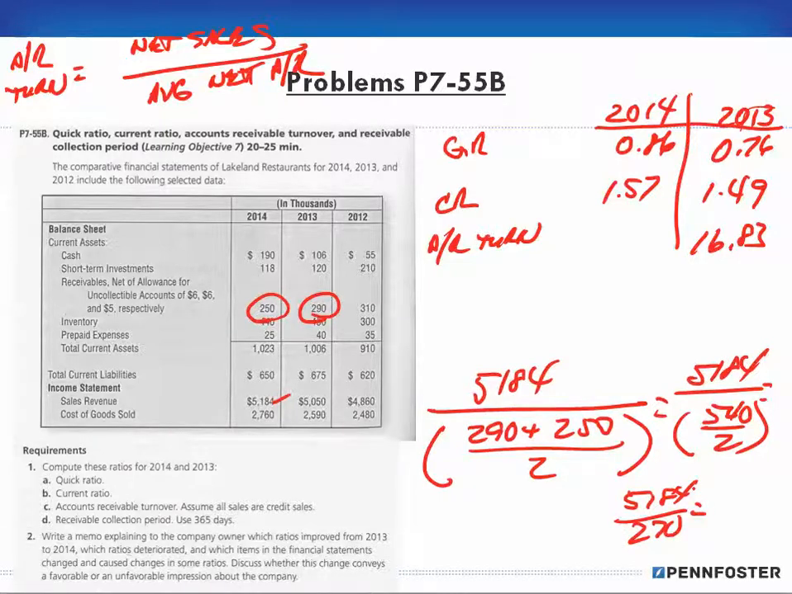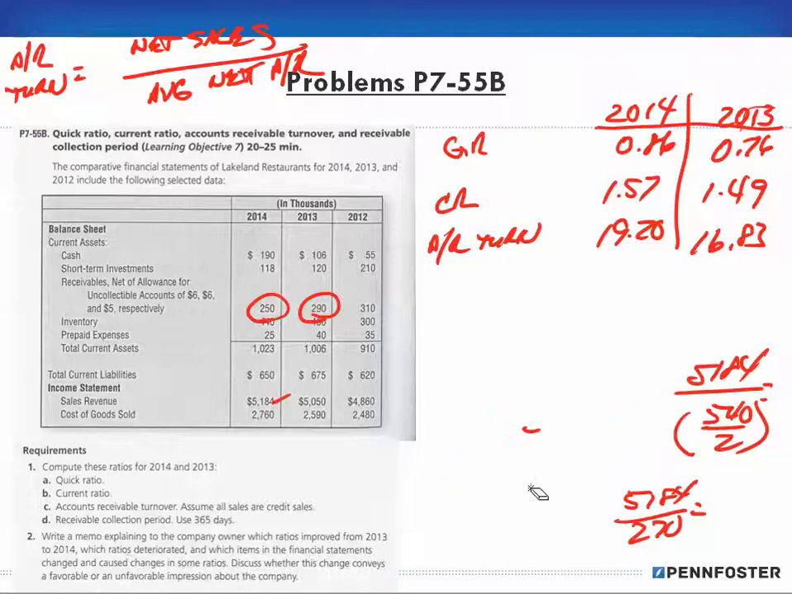And when we divide 5184 divided by 270, we get 1920, right? So that's our accounts receivable turnover.